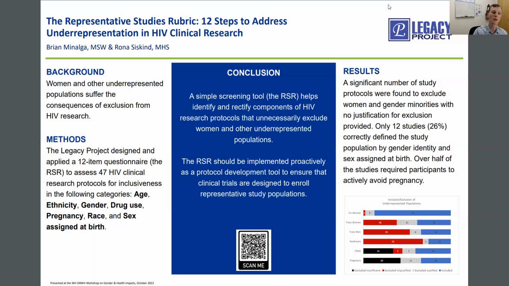In conclusion, we found that this tool, the RSR, the Representative Studies Rubric, is a simple screening tool that helps to identify and rectify components of HIV research protocols that unnecessarily exclude women and other underrepresented populations. We presented our findings to the leadership of the 4 NIH-funded HIV/AIDS clinical trials networks, and the leadership endorsed our recommendation to implement this screening tool, these 12 questions, proactively as a protocol development tool to ensure that our clinical trials are designed to enroll representative study populations.